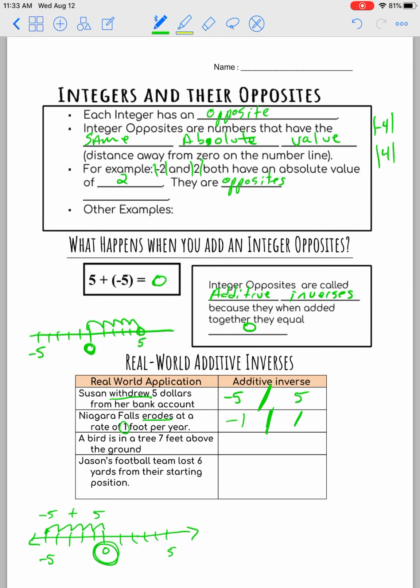A bird is in a tree 7 foot above the ground. It's above the ground, so it is a positive 7. Well, what's the additive inverse of positive 7? What would make positive 7 0? It'd be negative 7, right? Jason's football team lost 6 yards. If you lose 6, that means it's a minus 6. What's the additive inverse of minus 6? It's 6. Yeah, good job.